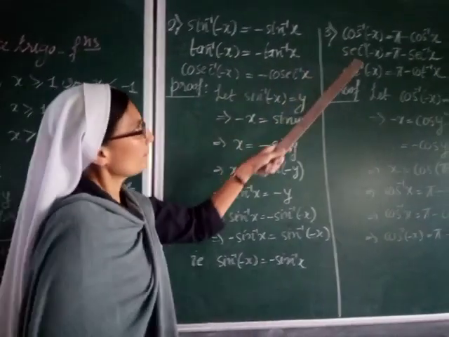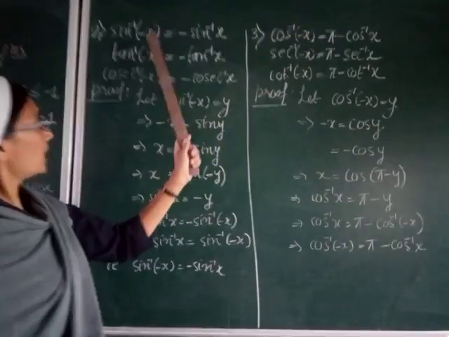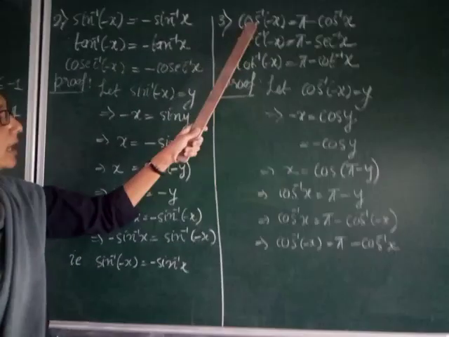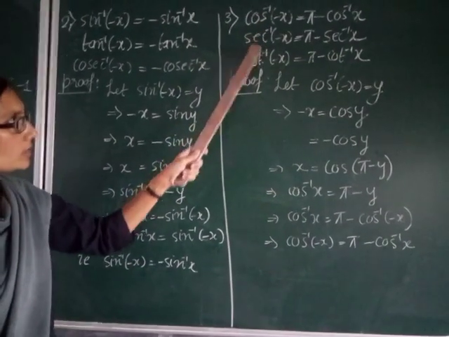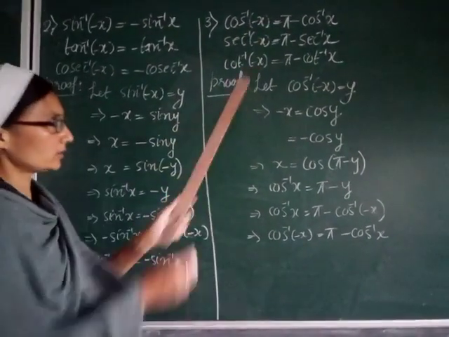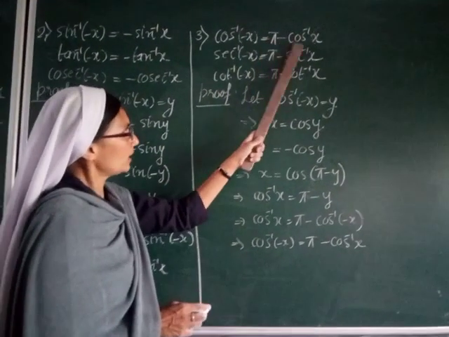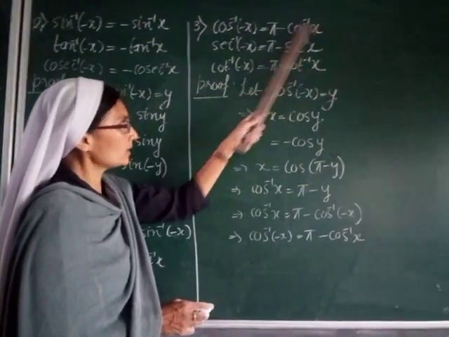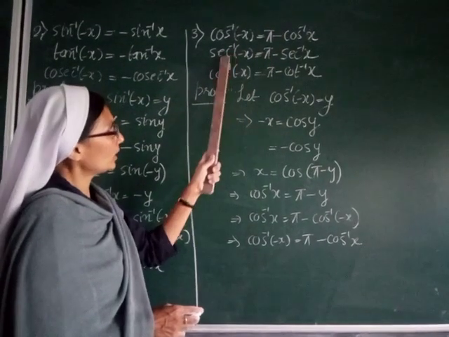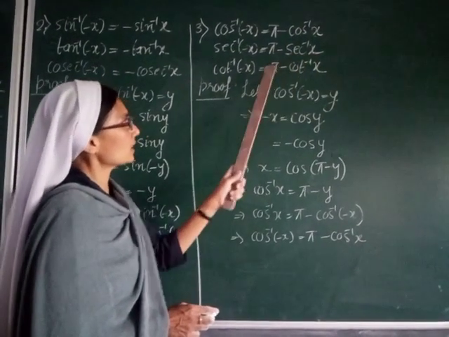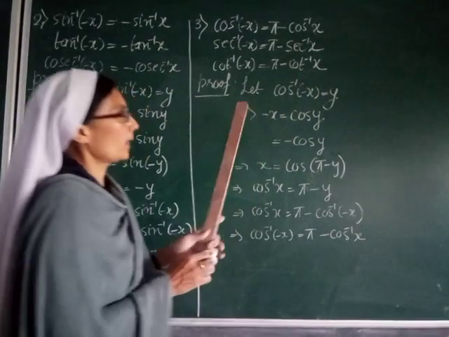Third property. Now we did it for sin, tan, cosec. Now we will do it for cos inverse, sec inverse, cot inverse. For those, if it is minus, then what happens? Not only does it come out, you have to write this as pi minus cos inverse x. No more minus here, and pi. For sec, it is pi minus sec inverse x. Pi minus cot inverse x. We'll prove the first one.